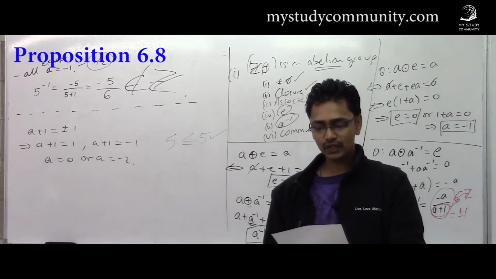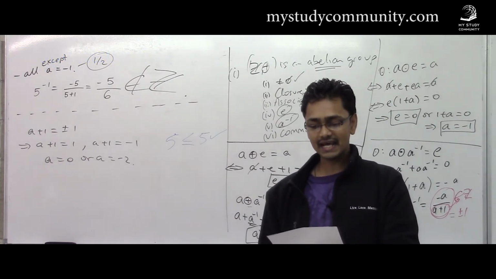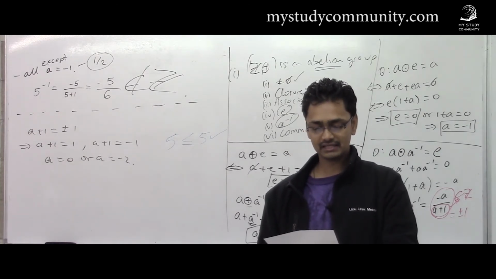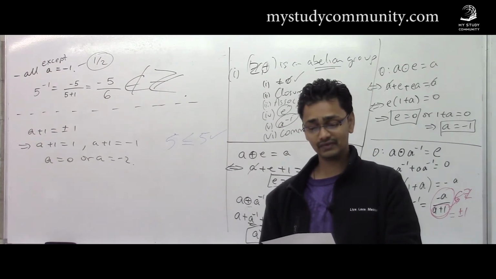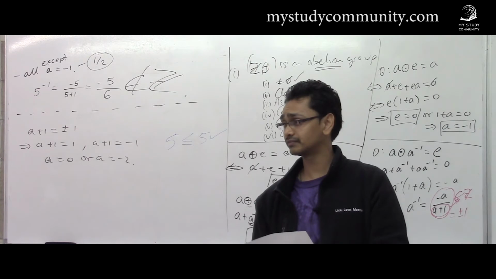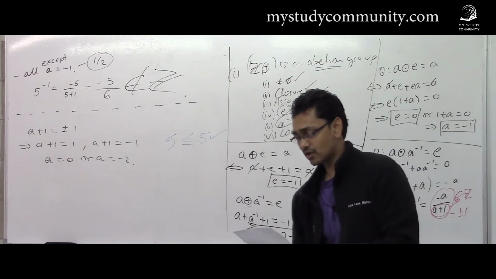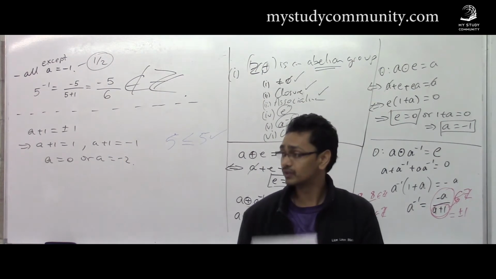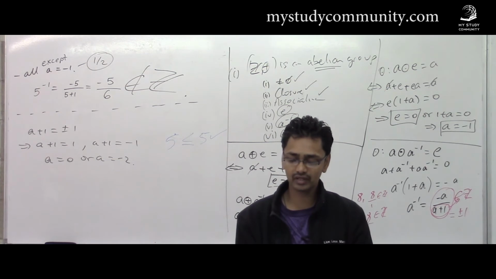Next page. Proposition 6.8. Let S be a non-empty subset of a ring R. Then S is a subring of R if and only if for any A and B in S, A plus B is in S and AB is in S and minus A is in S. I have proof, I have self-study, but let's just go through it. Right? So one more time. Let S be a non-empty subset of R. So we have a ring and we just have a non-empty subset. That's all we know. S is a subset of R if and only if.